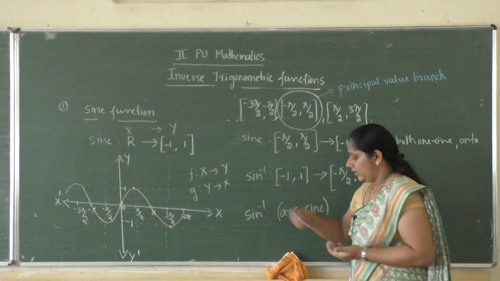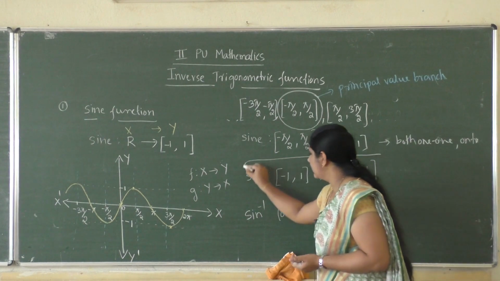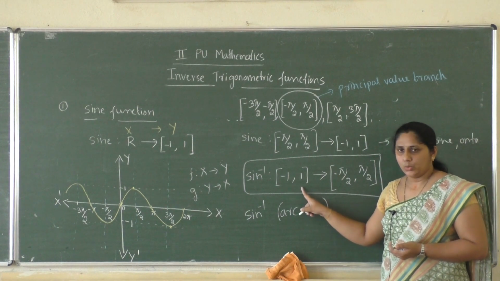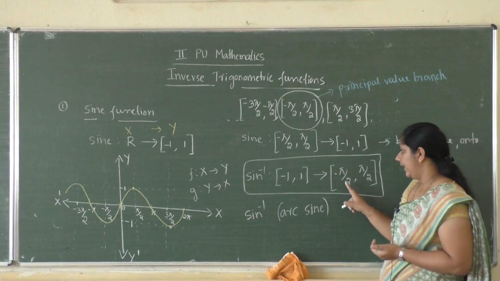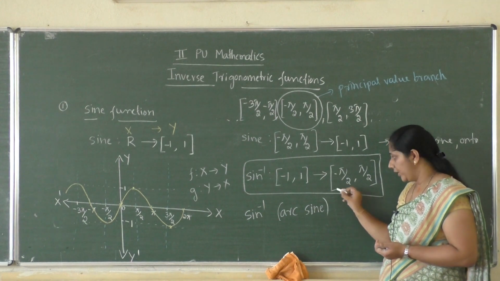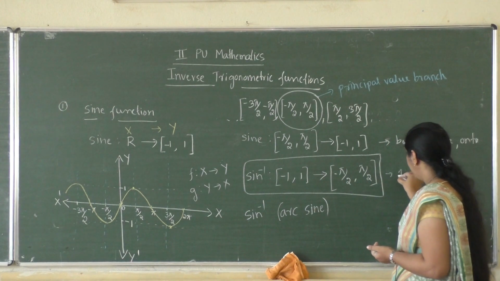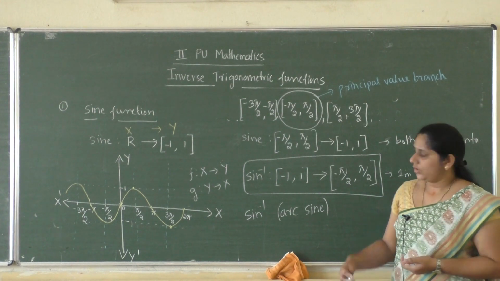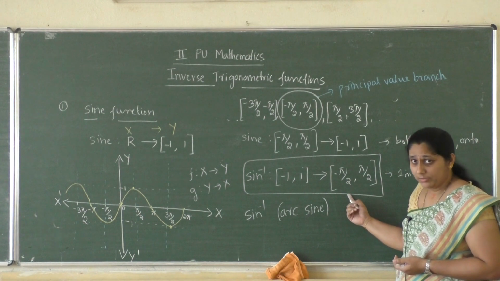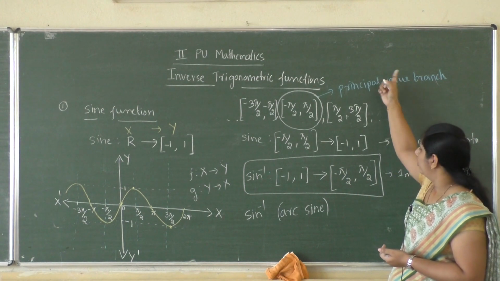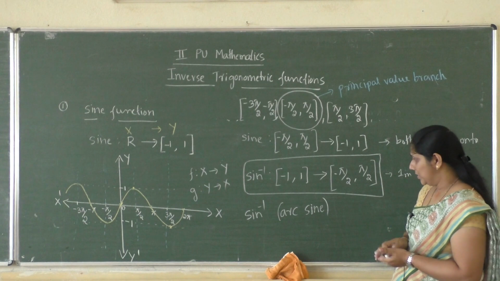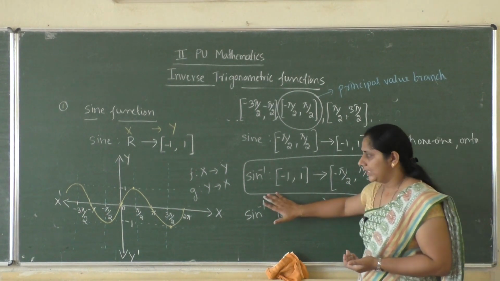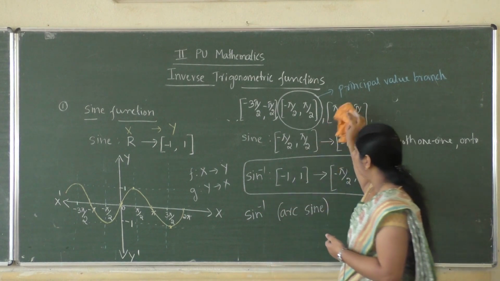So it is important that sine inverse is a function whose domain is closed interval -1 to 1 and range is closed interval minus pi by 2 to pi by 2. It is important for 1 mark. Questions may be asked like this: what is the domain of sine inverse, or what is the range of sine inverse, or what is the principal value branch of sine inverse? These types of questions will be asked for 1 mark. So is it clear?